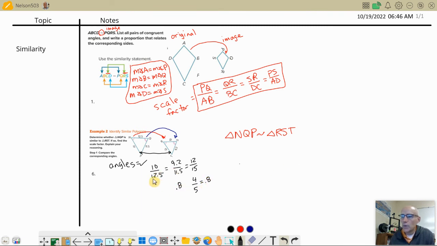Now we're going to do one more, 10 divided by 12 and a half. Now, if you're like, come on, Nelson, there's got to be a way to do it without a calculator. Yeah, there is. I could make this 100 over 125, right? Multiply the numerator and the denominator by 10. I still have the same fraction. And then I could reduce this. 25 goes into this 4 times. 25 goes into this 5 times. So check mark. I've got the same ratio between all the corresponding sides. So they're definitely similar to each other.